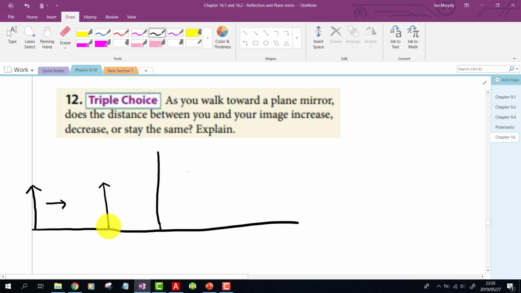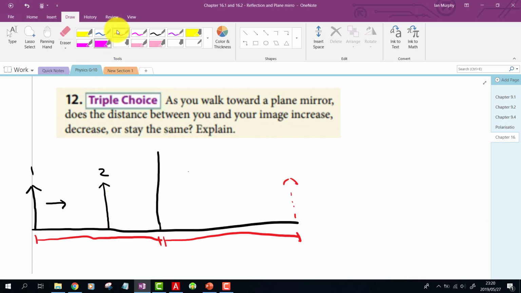Okay, let's just call this 2 and 1. So we start in position 1, we move to position 2. Then if we were to draw the images, let's use different colors. Okay, so this distance, the image distance when I was in position 1 has to be the same for position 2. Okay, so the image would have been there, and then the image for this one will be closer.